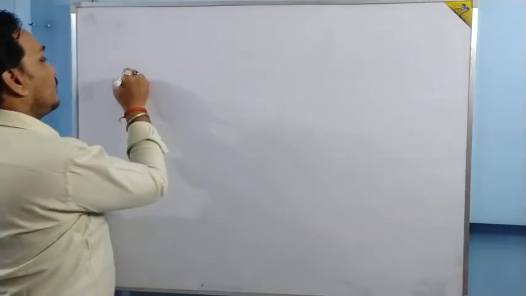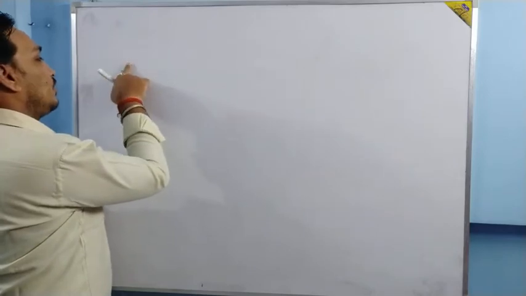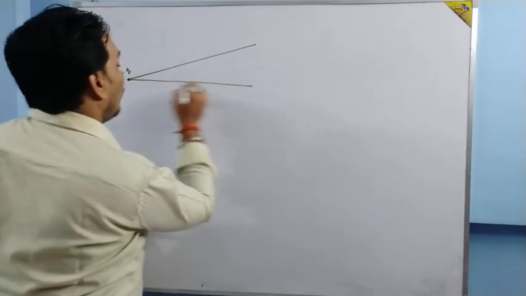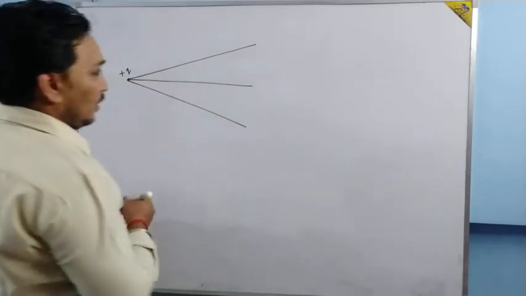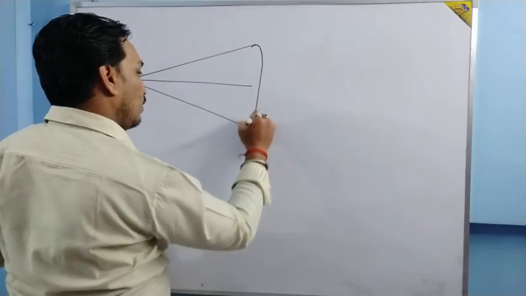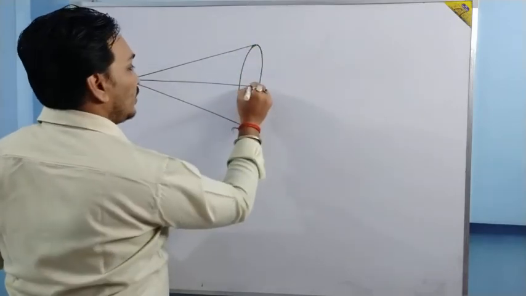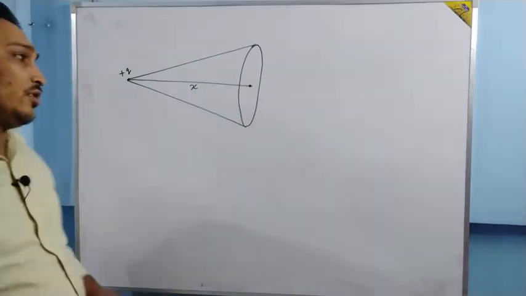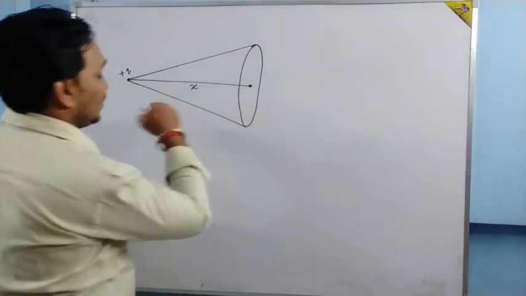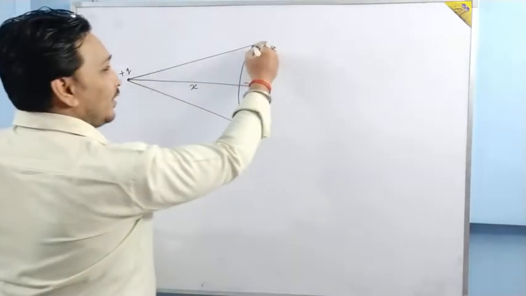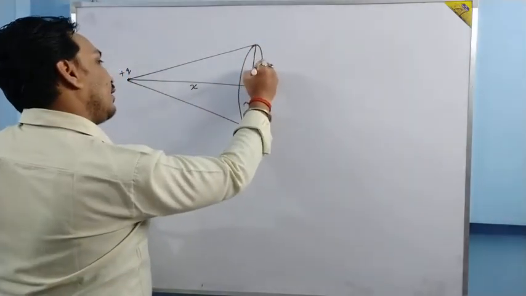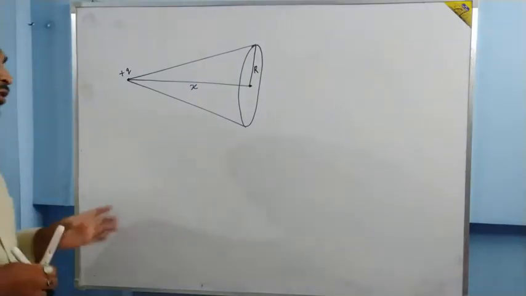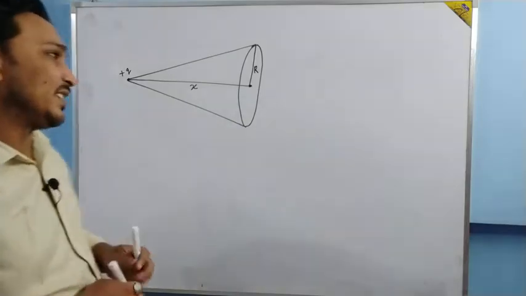So let us say that there is a charge, say plus q. From plus q there is a disk. Let the center of the disk be at a distance small x from the charge. The radius of the disk is capital R. What is being asked? It is being asked what is the electric flux passing through the disk.